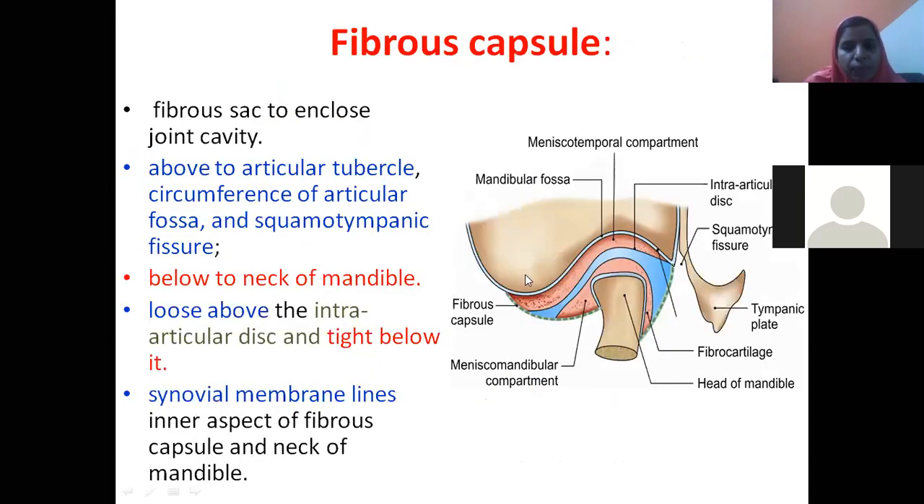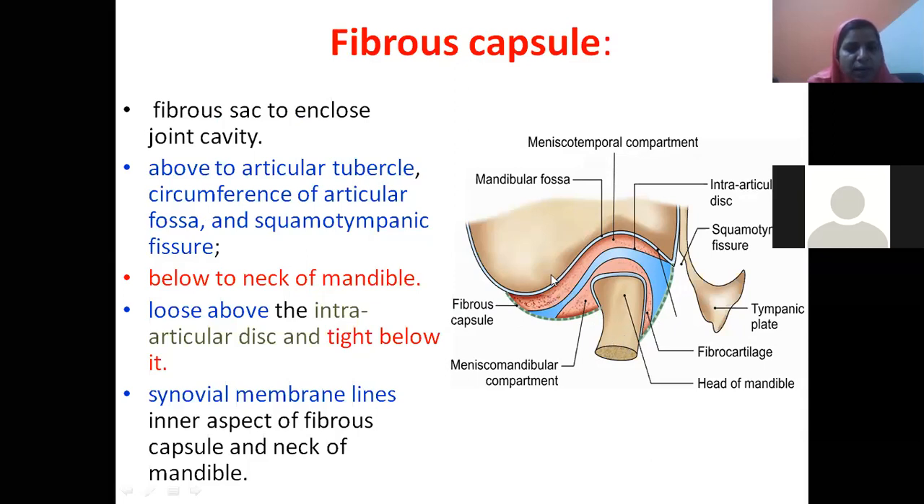Okay. Now, coming to the outermost covering. So the outermost covering is nothing but the fibrous capsule. Above, it is attached to the articular tubercle and the circumference of the mandibular fossa. And nearby you will have a fissure. You call it the squamotympanic fissure. Below, it is coming and getting attached to the neck of the mandible.